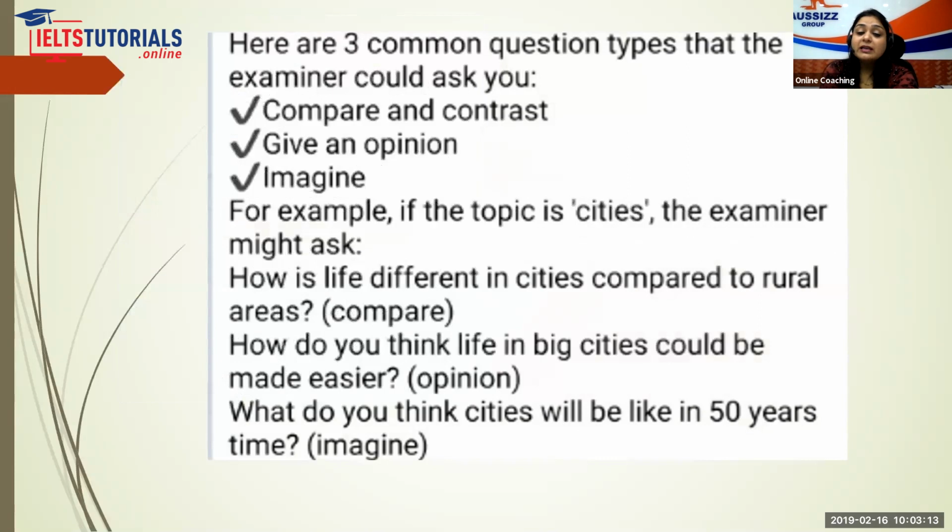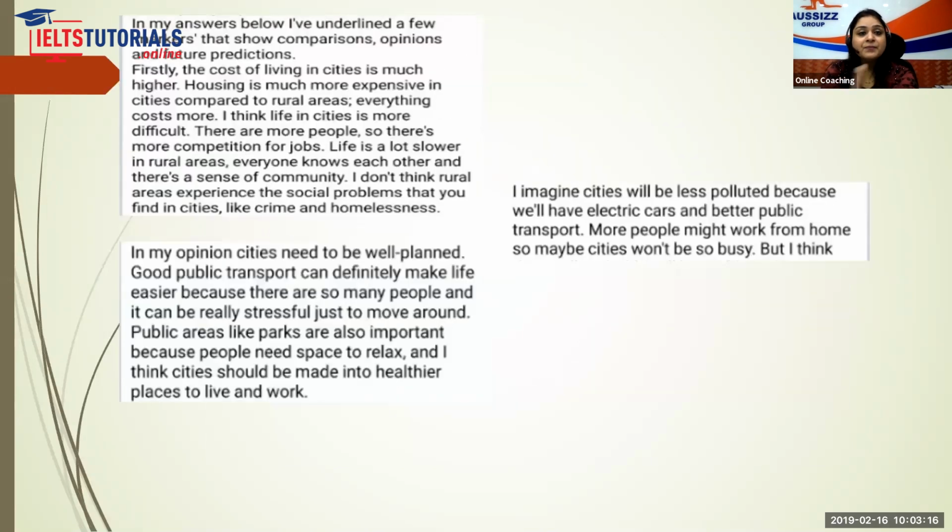The second question was, how do you think life in big cities could be made easier? Let's see. So the first answer you need to start with, in my opinion, cities need to be well planned. Good public transport can definitely make life easier because there are so many people and it can be really stressful just to move around. Public areas like parks are also important because people need space to relax. And I think cities should be made into healthier places to live and work.